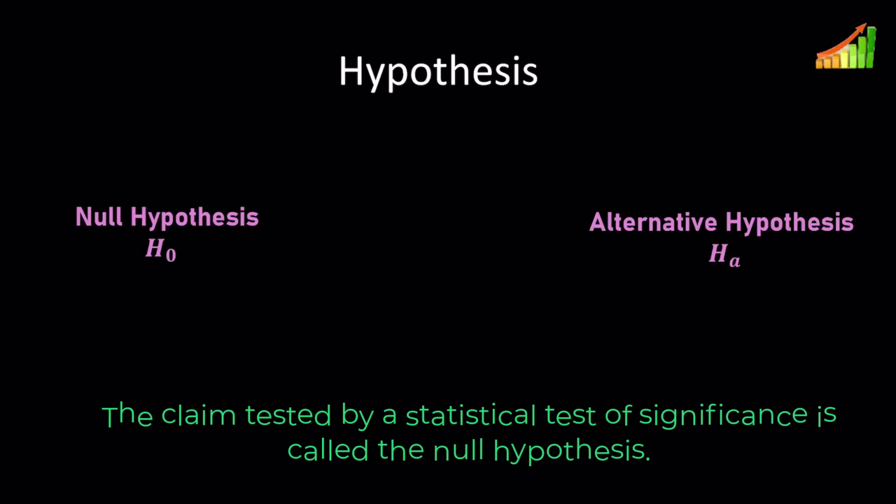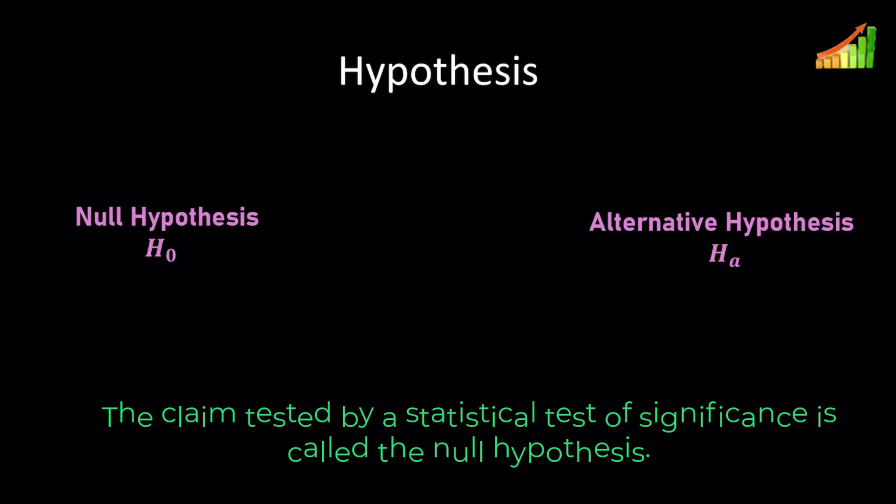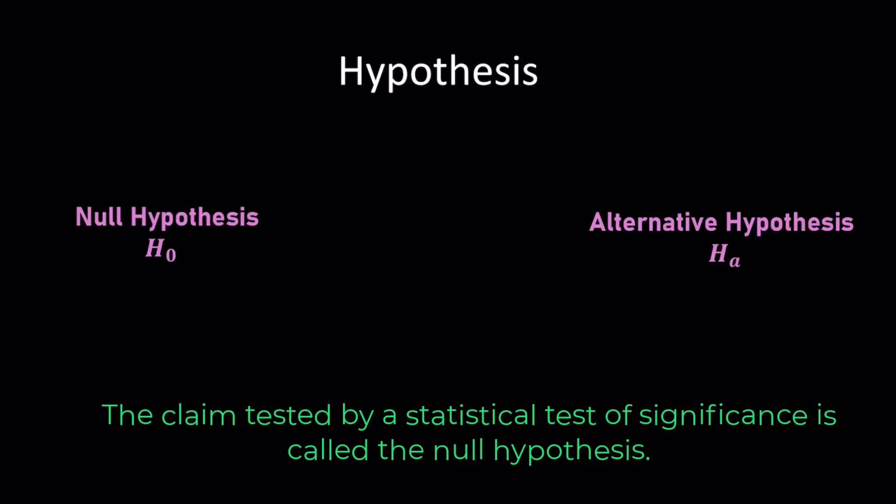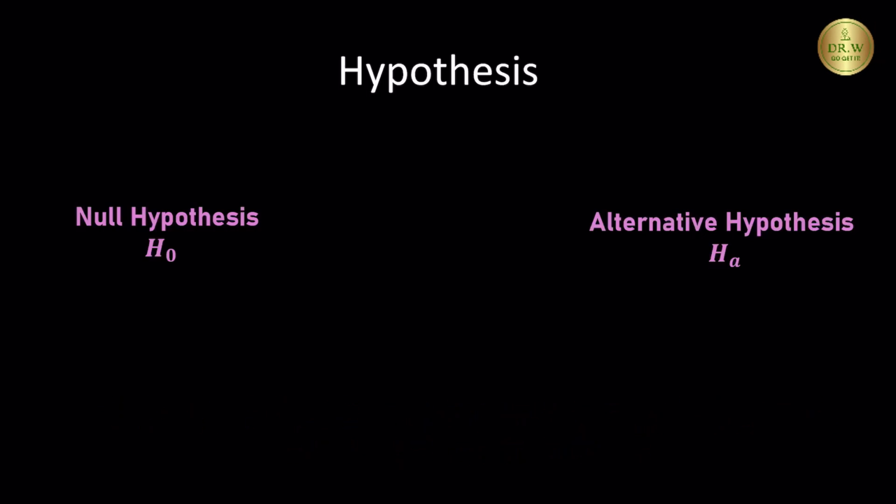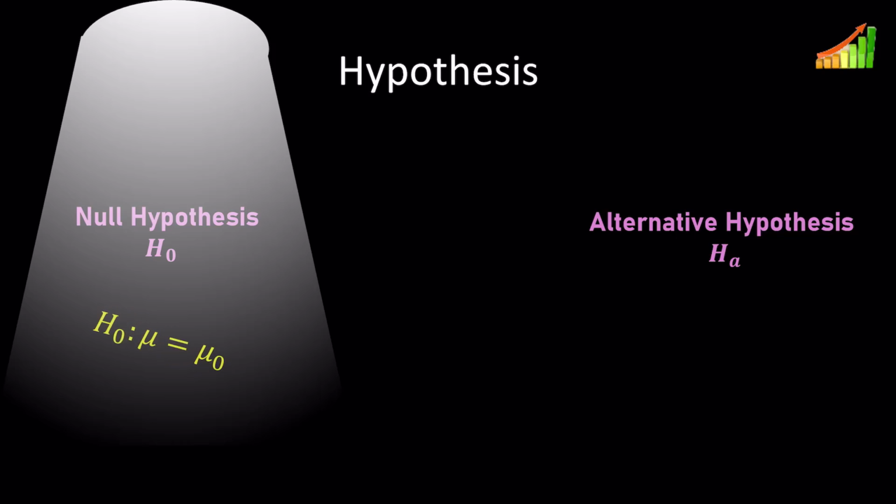What is the null hypothesis? The claim tested by a statistical test of significance is called the null hypothesis. Here we use H naught to denote the null hypothesis. Under H naught, mu equals mu naught. Mu is the unknown population mean.